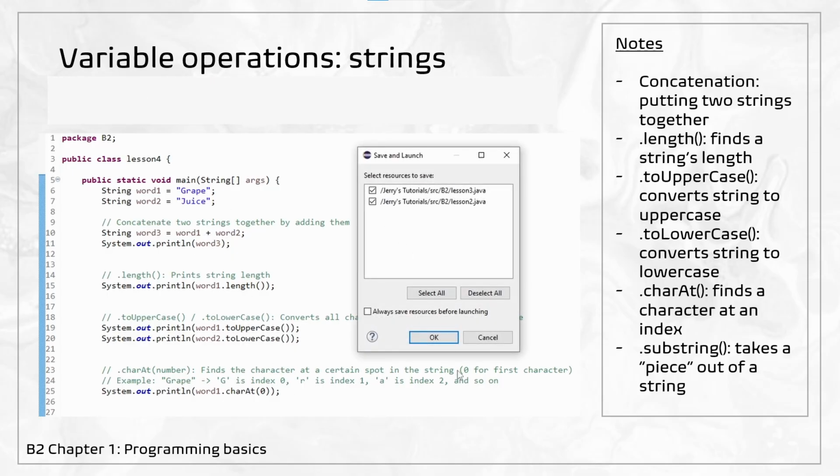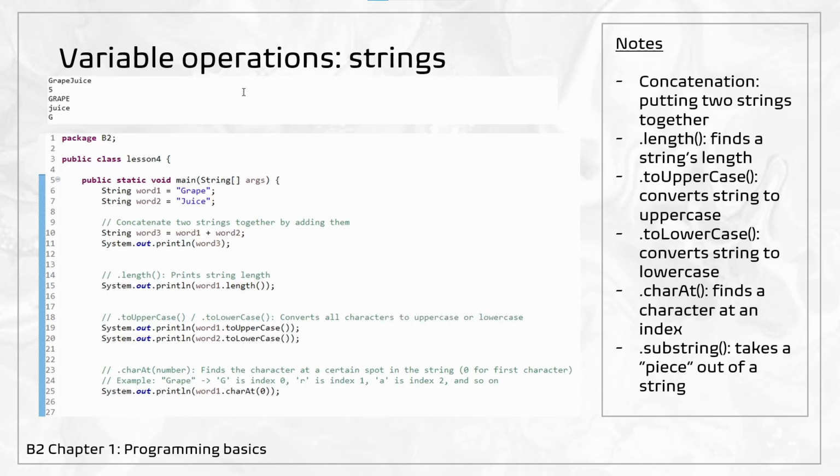So now let's just run the program to verify all of this. So we see here that we have concatenated grape and juice into grape juice. And we know that this word's length is 5, so we've got that. We've got everything uppercased over here, and we've got everything lowercased over here. And of course, the character at index 0 is going to be G, as it's the first character. And the substring should take the second, third, and fourth letter, which we've got right here.